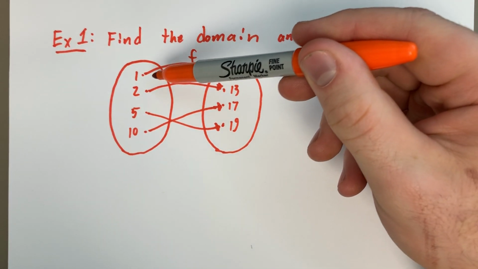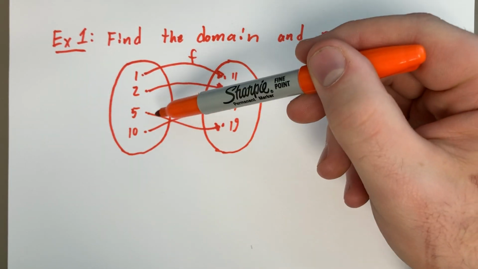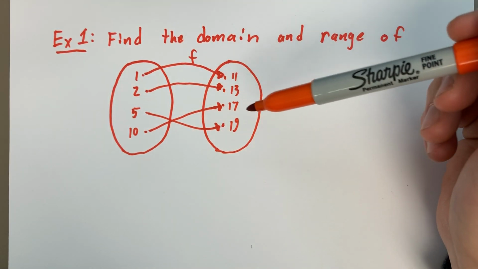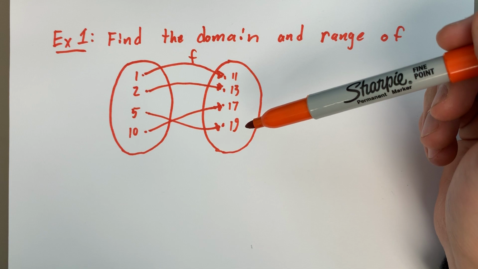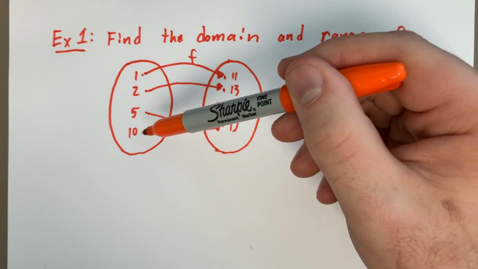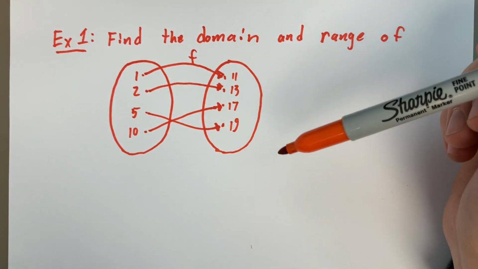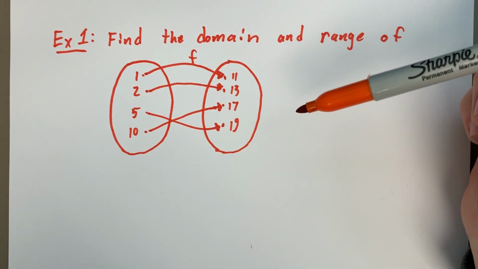So does each dot in this case, or each number over here in this space, have exactly one arrow coming out of it? If so, it's a function. So look at this. We have one arrow here, one coming out of 2, one out of 5, and one out of 10. So this function given by f, these arrows, is, well, indeed a function.